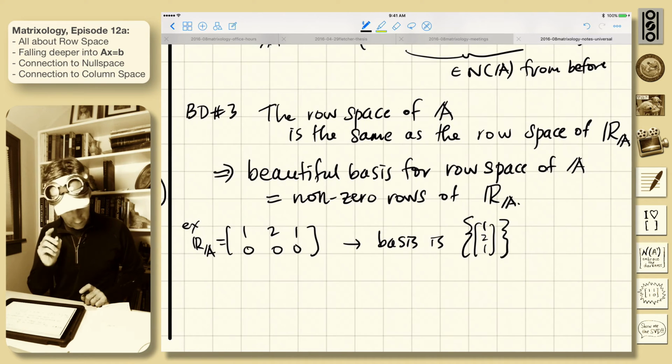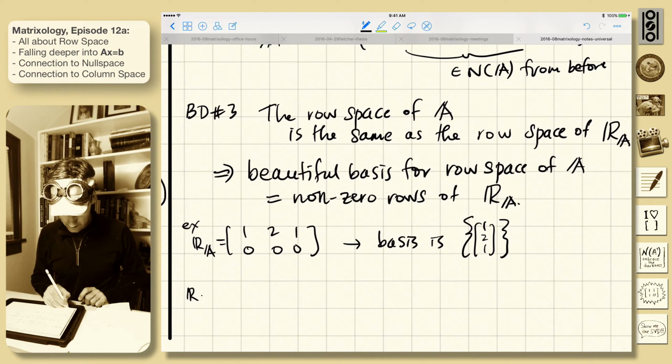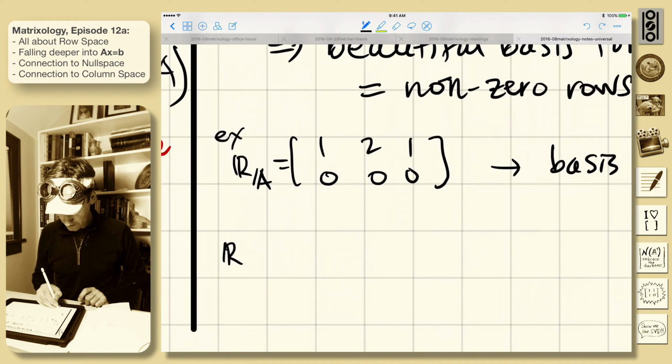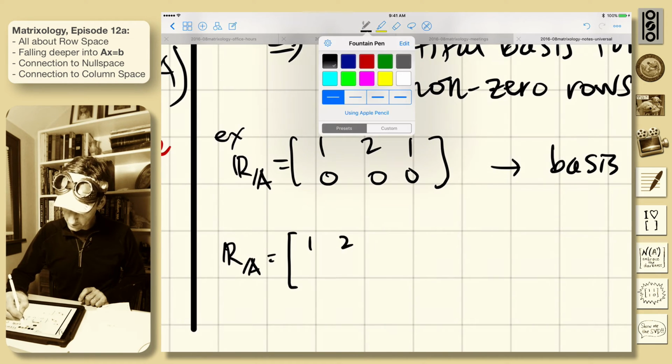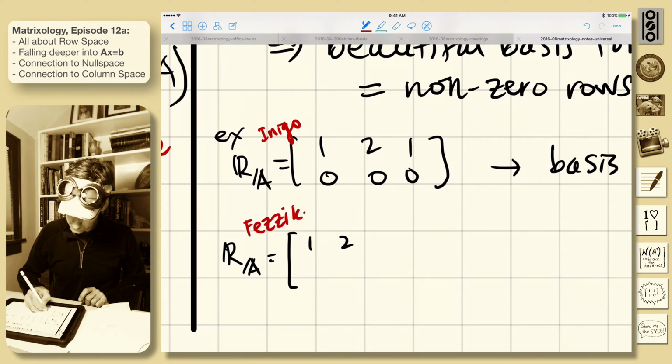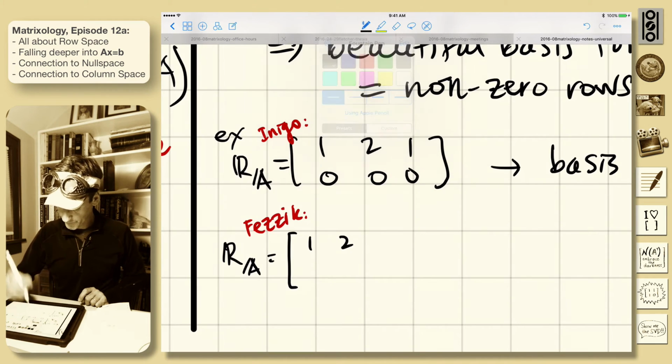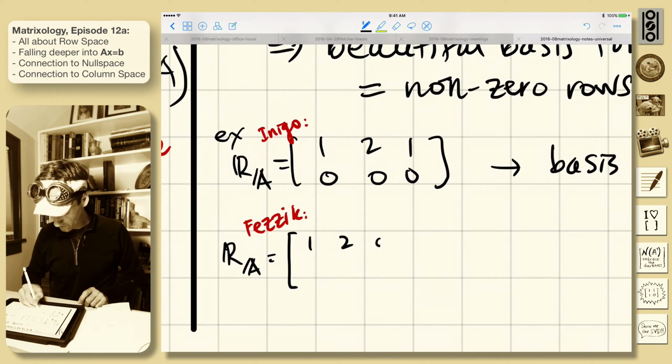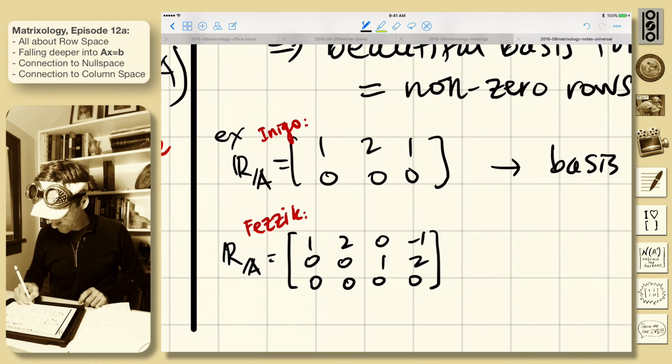And the better example for us right now is A. Fezzik ended up as 1, 2, so I feel I should write these so you know what they are. This is Inigo. This is Fezzik. There's no defense for this madness. We will do it. 0, minus 1, 0, 1, 2, 0, 0, 0, 0.